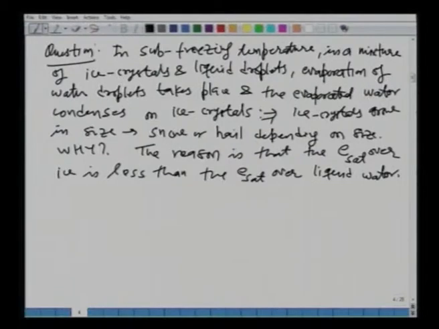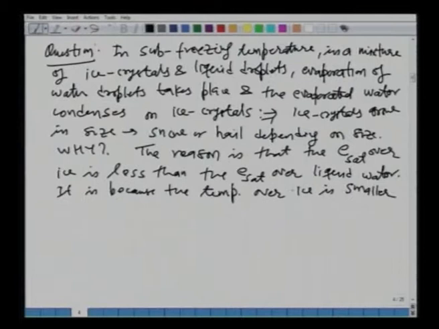All right. It is because the temperature over ice is less than that over liquid droplets. Okay. So, it is basically a natural phenomenon or mechanism in which the mass transfer takes place from higher energy to lower energy.